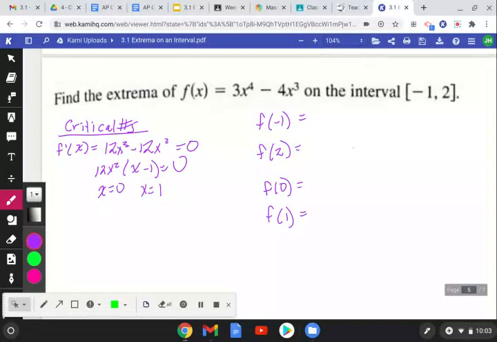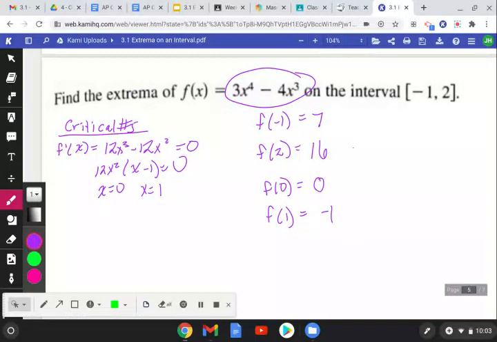Okay, and so we're just going to plug those values into the actual function, not the derivative, the actual function. So we're plugging these numbers in here. So I'm going to have 3 times -1 to the 4th power minus 4 times -1 to the 3rd power. So f of -1 is going to be 7. F of 2 is 16. F of 0 is 0. And f of 1 is -1.